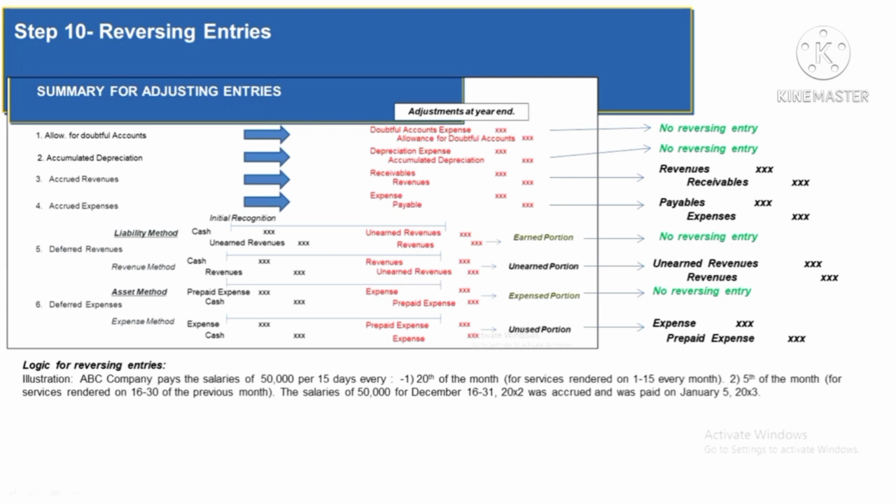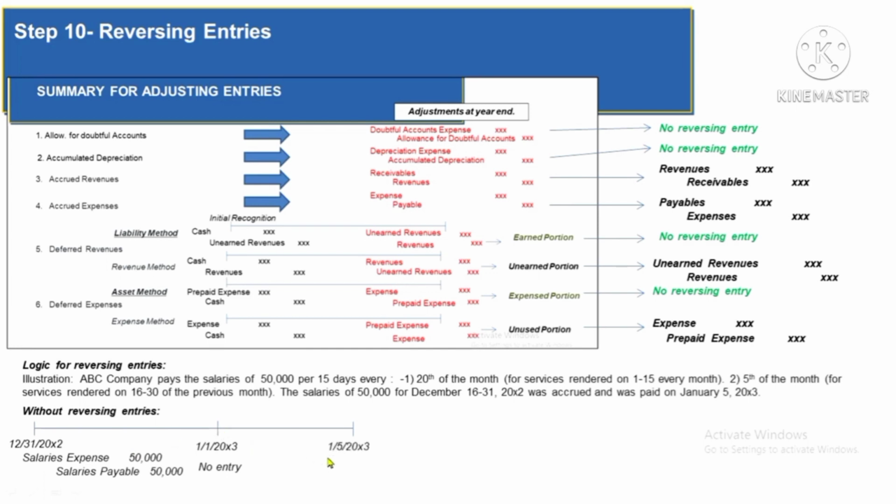Now, let's make the entries first under the assumption of no reversing entries. Since the expense was incurred on December 16 to 31, there will be an adjusting entry for the accrued expense: salaries expense debit 50,000 and credit 50,000 salaries payable on December 31, 20x2. On January 1, 20x3, there will be no entry because the assumption again is that there will be no reversing entry. So the entry on January 5, 20x3 should be debit salaries payable 50,000 and credit cash 50,000.